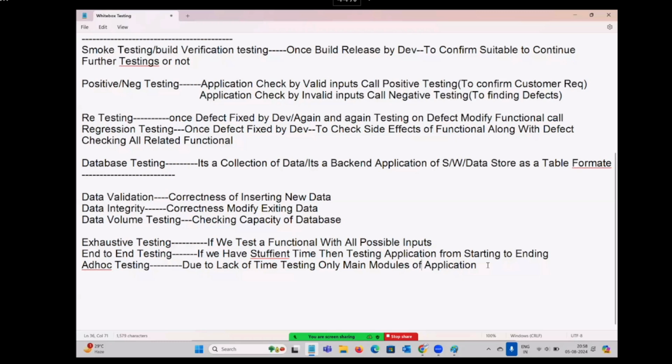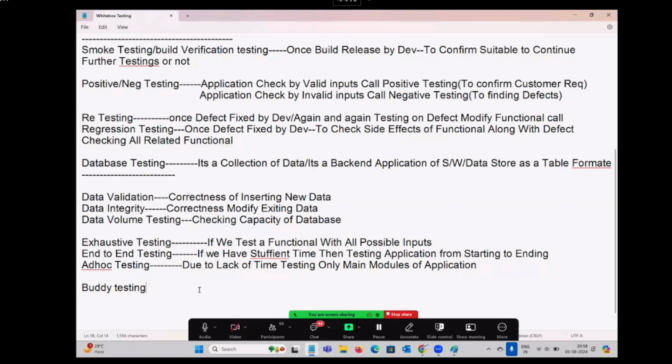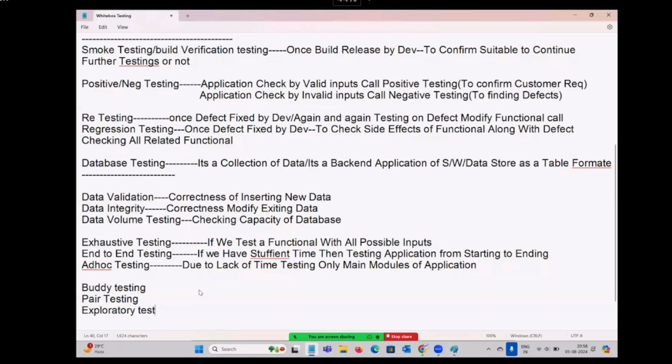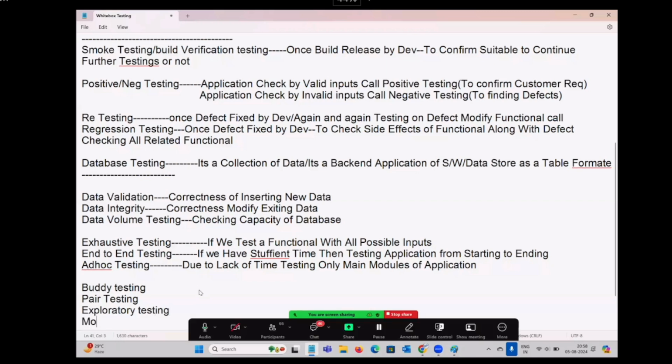Under ad hoc testing, sub-testings are there such as buddy testing and pair testing, exploratory testing, and very important, monkey testing. Yes, all are under this ad hoc testing.